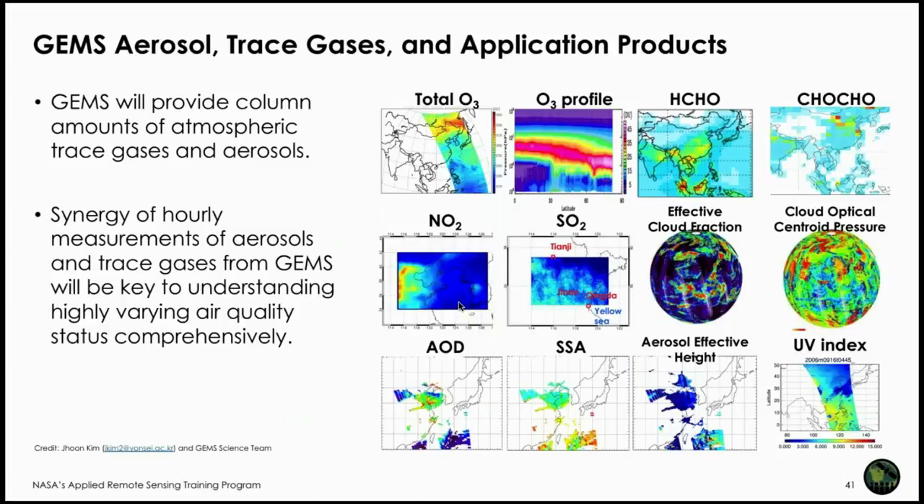And this is not for the aerosols only. This is the GEMS aerosols and trace gases application product. As I explained in the introduction, GEMS will provide column amounts of atmospheric aerosols and also trace gases. The trace gases include total ozone or ozone profiles, formaldehyde, glyoxal, nitrogen dioxide, sulfur dioxide, and cloud information, and aerosol properties like AOD, SSA, or aerosol loading height. Synergy of hourly measurements of aerosols and trace gases from GEMS will be key to understanding highly varying air quality status comprehensively.